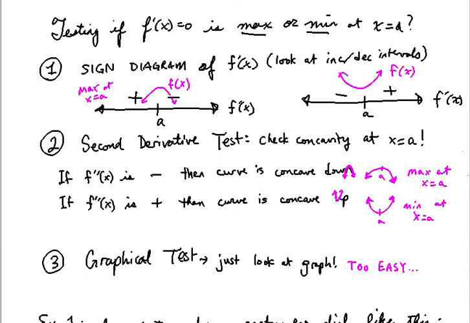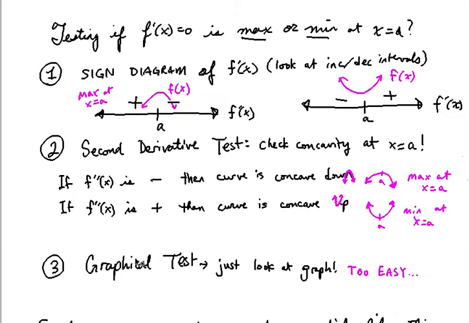And of course, you could do the graphical test, which would be just graphing it on your calculator or sketching it and then looking at the graph. But that would be too easy, right? So we're going to focus mostly on using the sign diagram of f prime of x or using the second derivative test.